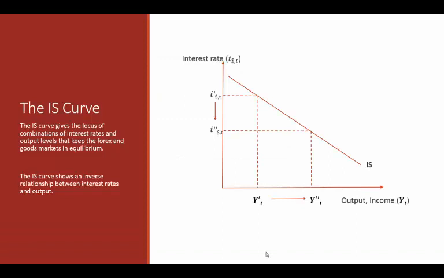The IS curve is depicted here. As shown, with interest rates on the vertical axis and output on the horizontal axis, if interest rates fall from i' to i'', output rises from Y' to Y''. Again, we see an inverse relationship depicted here.